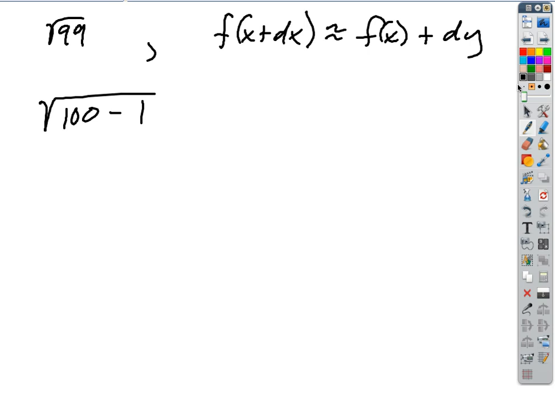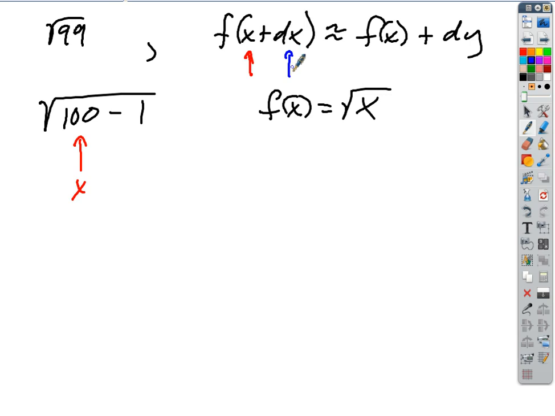What's the function we're working with? The square root. Right, so f of x is the square root of x. Now, what is x? x is the convenient value that we know, which is 100. Now dx is how much we're moving off. So that's going to be minus 1.